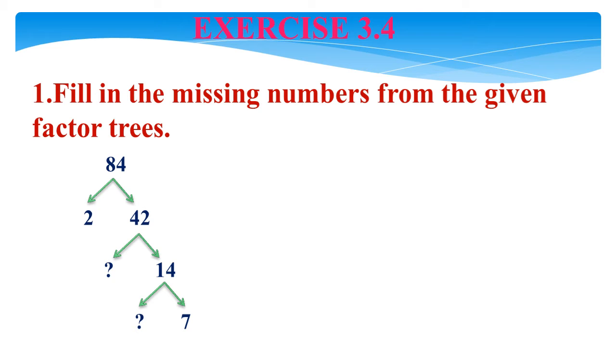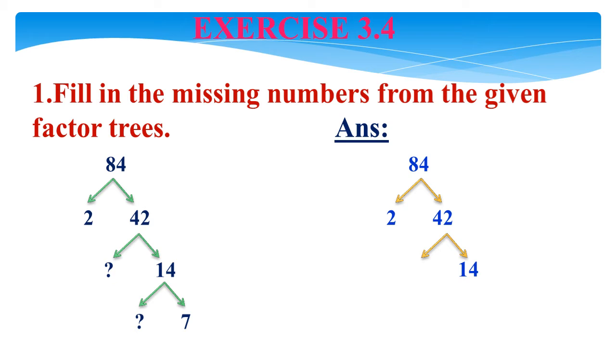Let us see the exercise problem. Exercise 3.4. The first sum: fill in the missing numbers from the given factor trees. So first, 84 can be broken into 2 times 42. So 2 is a prime number, 42 is a composite number. So again we can break 42. The given number is 14. So let us find the missing number.